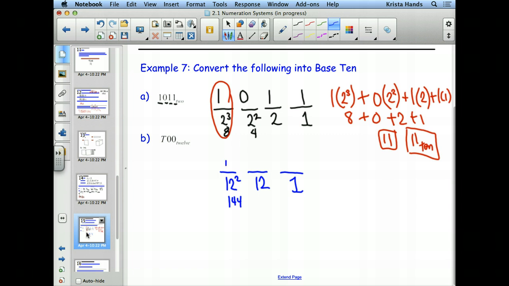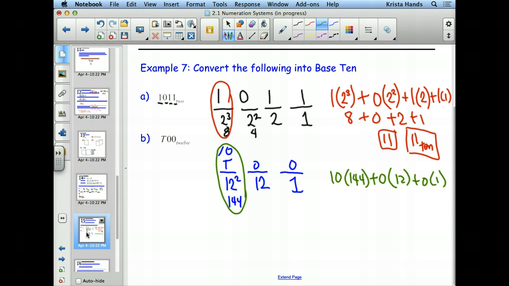Now, this says T00, but we've already established that T actually means 10. Okay, so T is the number in our system that we call 10. So we're going to do just like we did in the previous problem. We're going to multiply each value times the place value that it's in. This is 10 144s, or 12 squareds. Plus, and again, I recognize that they're not worth anything, but 0 times 12, and then 0 times 1.